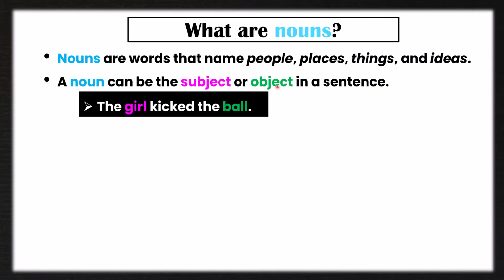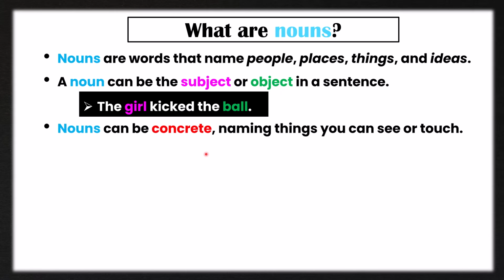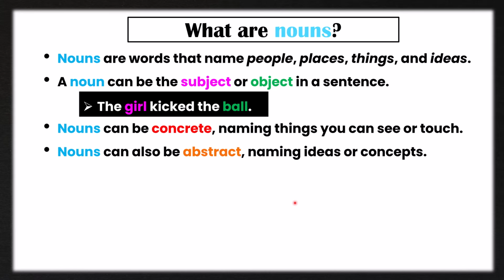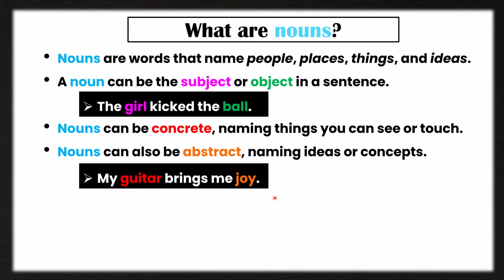ball is the object. Nouns can be concrete, naming things that you can see or touch, but they can also be abstract, naming ideas or concepts. For example, my guitar brings me joy. A guitar is a concrete noun. It's something I can see and play with and touch. But joy is a concept, like freedom or happiness.